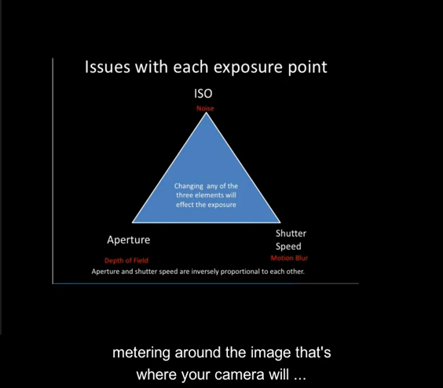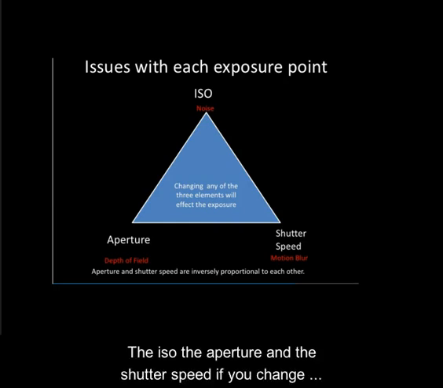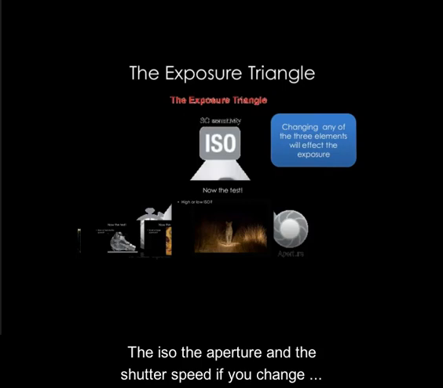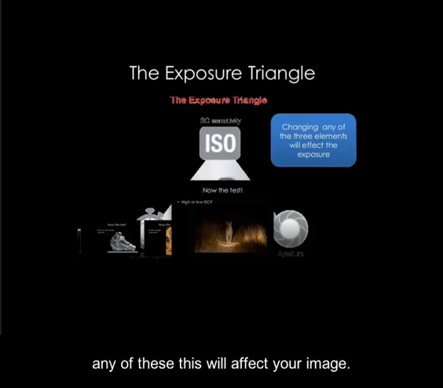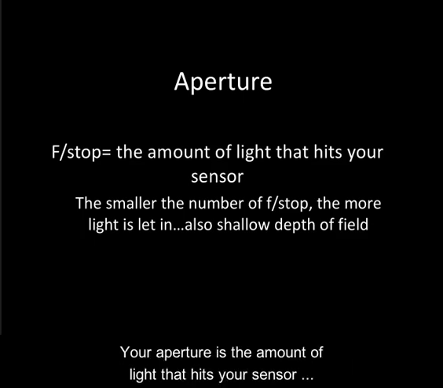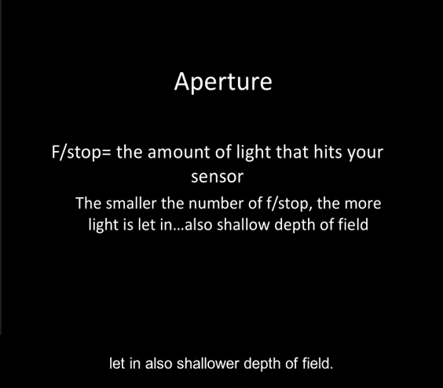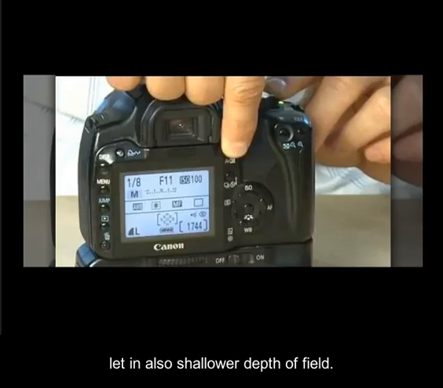So the ISO, the aperture, and the shutter speed: if you change any of these, this will affect your image. Your aperture is the amount of light that hits your sensor. The smaller the number of f-stop or aperture, the more light is let in. Also, shallower depth of field.